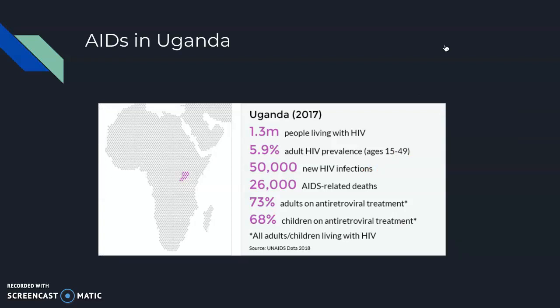Uganda has 1.3 million people living with HIV, 5.9% adult HIV prevalence, 50,000 new HIV infections, 26,000 AIDS-related deaths, 73% of adults on antiretroviral treatment, and 68% of children on antiretroviral treatment. The star indicates all adults and children living with HIV.